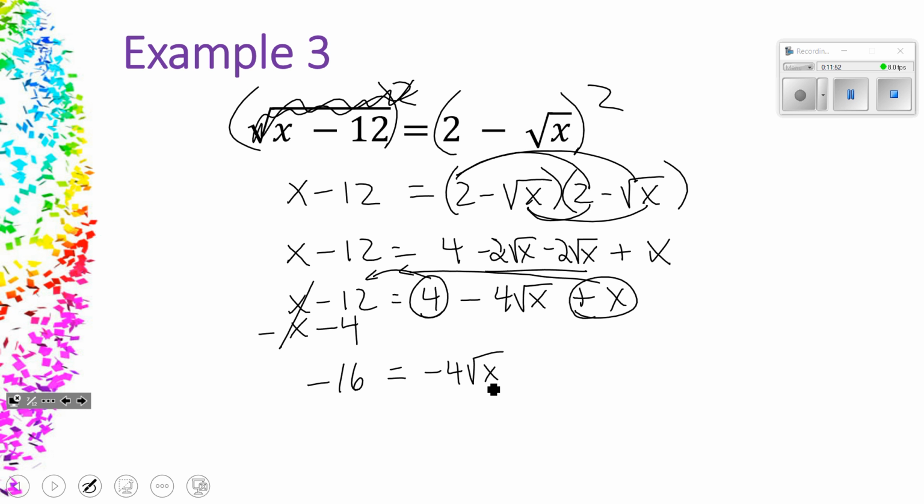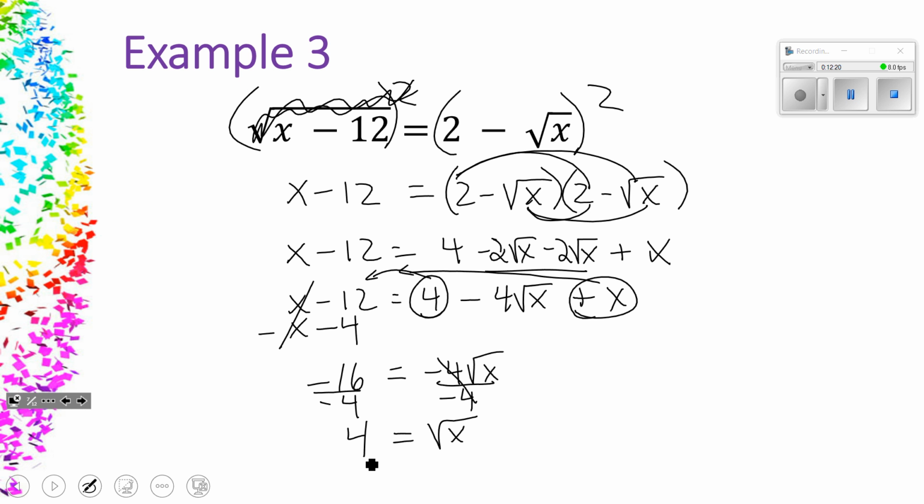Now, my question here is, have I isolated the radical, or do I still have a number on the outside of the radical? Yeah, I still have a number. How do I get rid of that negative 4? He's being multiplied, so I need to divide by negative 4. All I'm doing is getting the radical by itself. And a negative over negative is a positive. Now that I have isolated the second radical, now I can get rid of it.